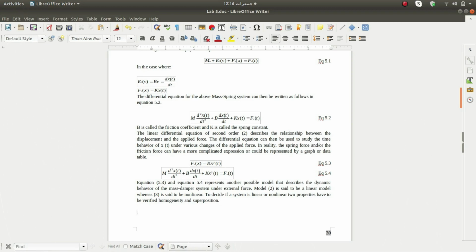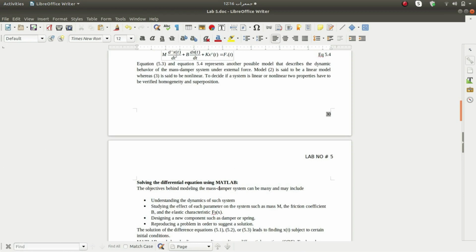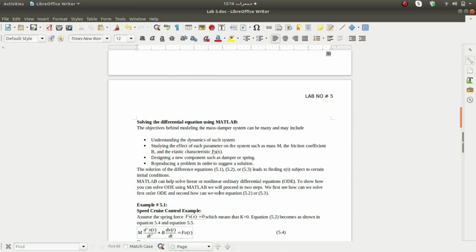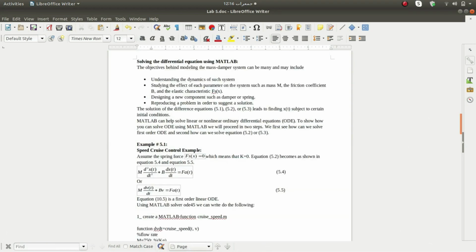So this is a non-linear relationship. Now, solving these differential equations on MATLAB, our focus is to solve these equations by using a MATLAB tool. We are discussing two different examples. First, we have a speed cruise control example.